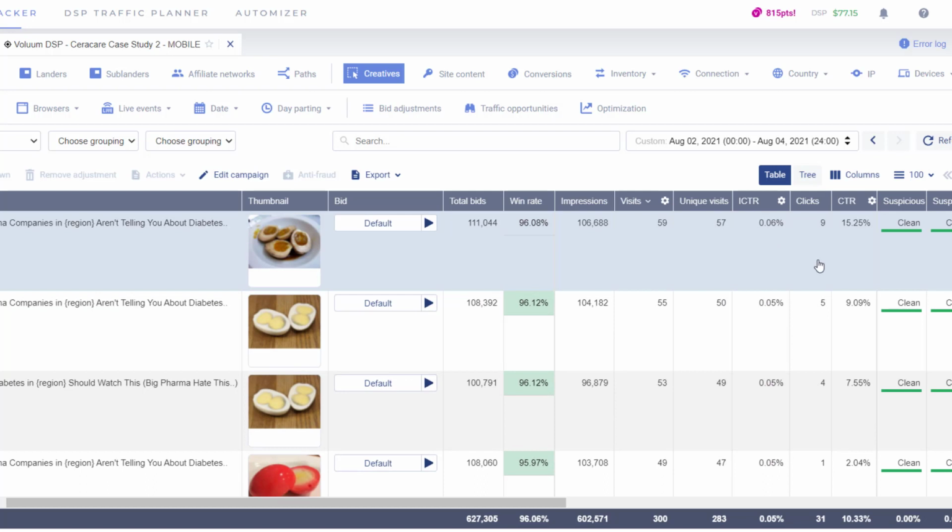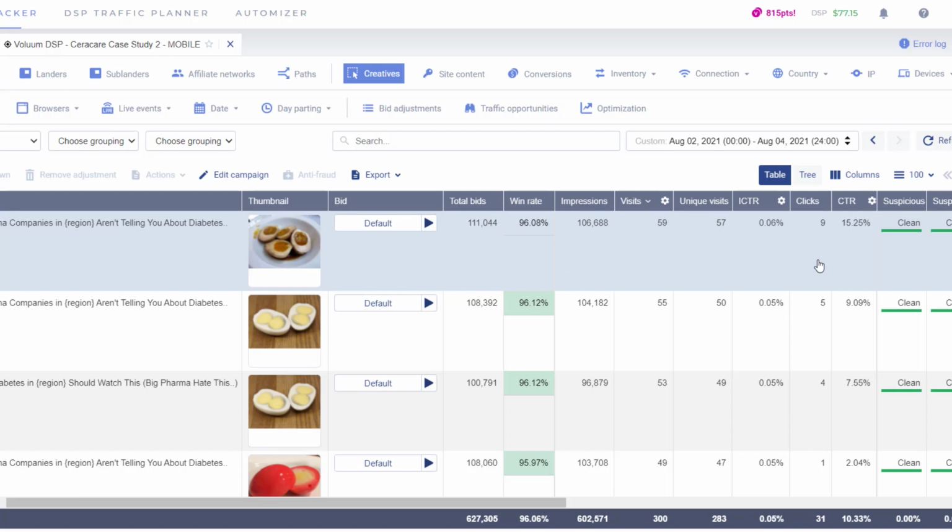Normally I'd like to see that be higher, but then again, the ICTR depends on what category or what niche or what type of offer you're running. For example, this diabetes offer, a lot less people have diabetes and would click on this ad than, let's say, if I were promoting a weight loss offer.